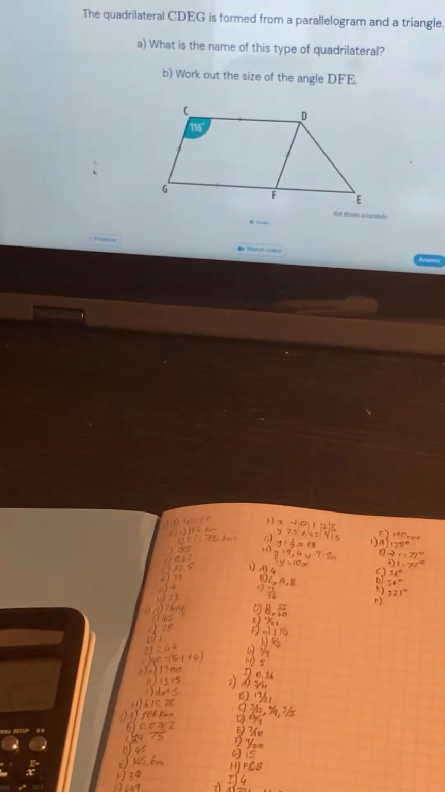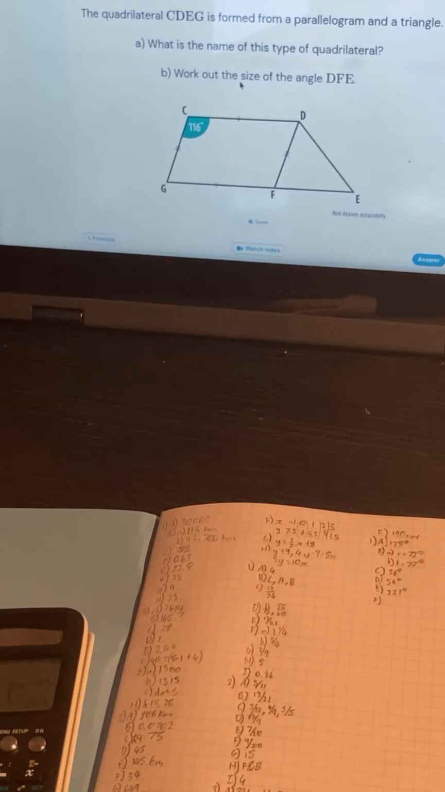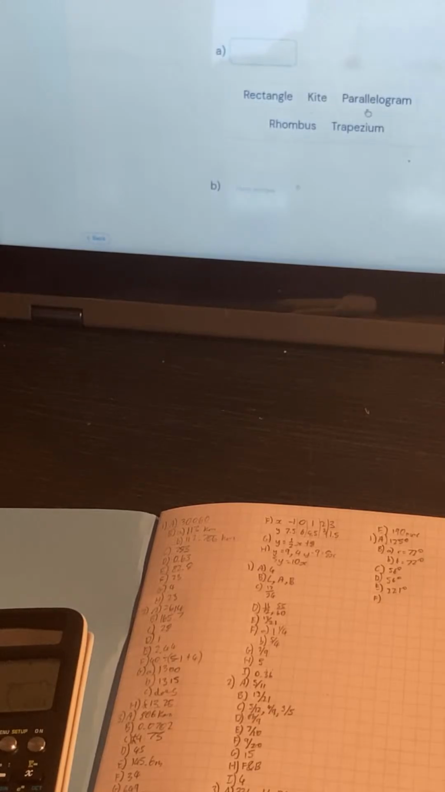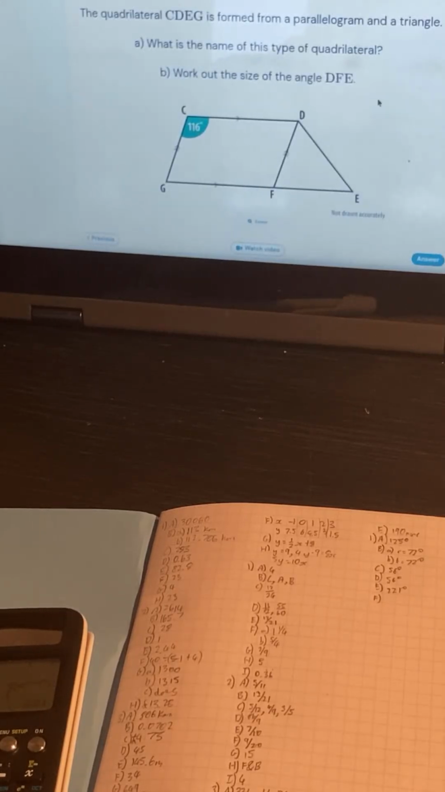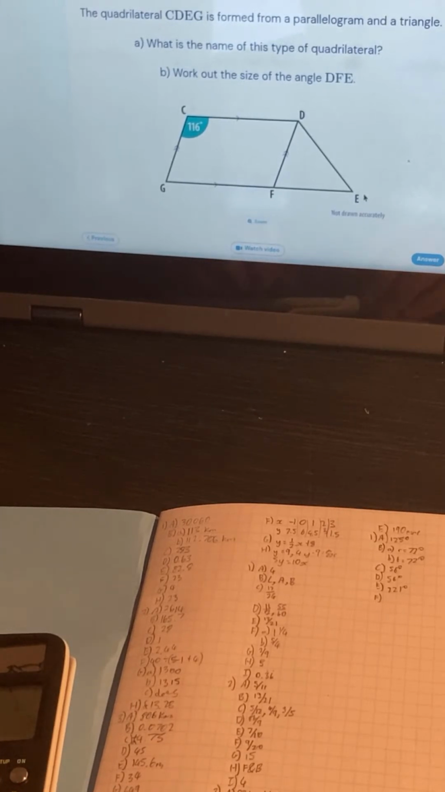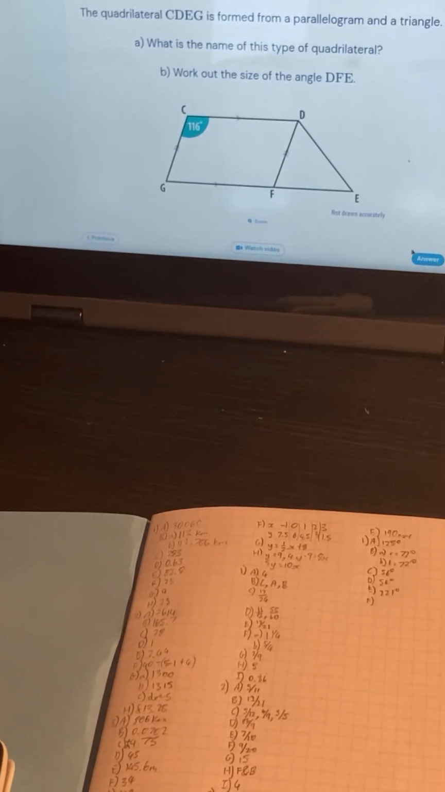F. Form parallelogram. What is the name of this? That's still a what's it called? Trapezium. TFE. So those two are corresponding. No, they're co-interior. I don't know what they're called. No, it's just 116 then. I lied, it's not 116. It's 180 subtract 116.